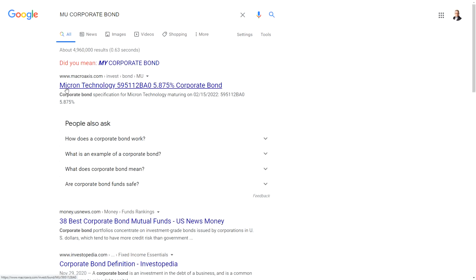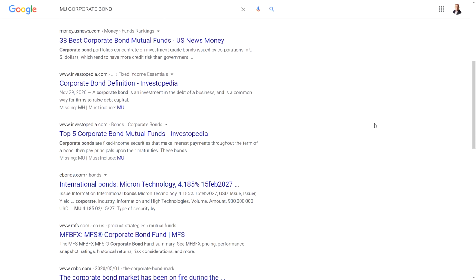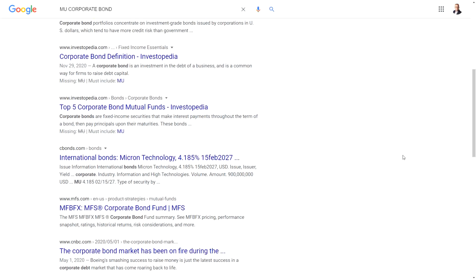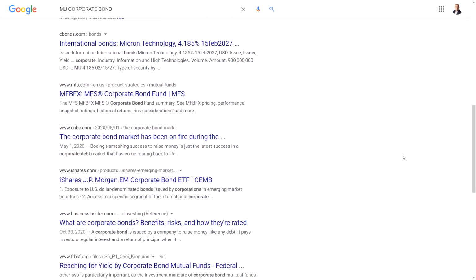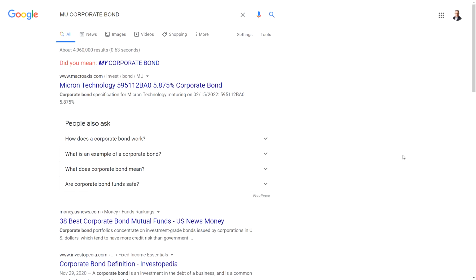Last piece of the puzzle is just to Google MU corporate bond. I found this one, MICRON Technology 5.875. That's the number that I'm gonna enter. If you look and you find a couple of numbers, you see this one, 4.18. I'm going for the highest number. The higher the number, the more conservative result you will have, basically. I try to stay conservative, and then that's basically what I'm gonna do. So I'm gonna put this number in the formula, 5875.